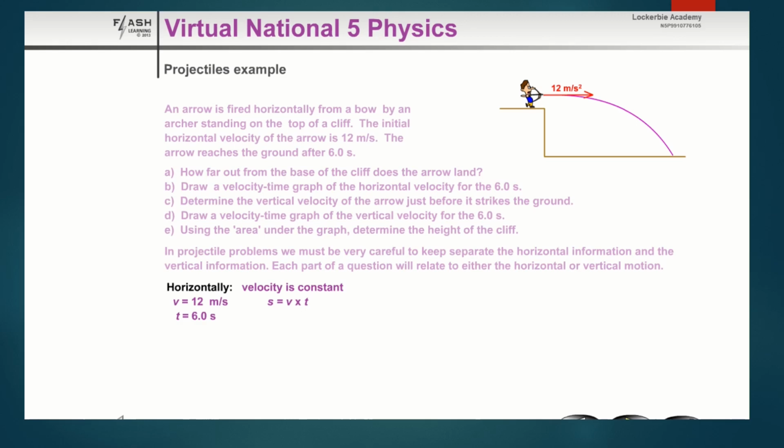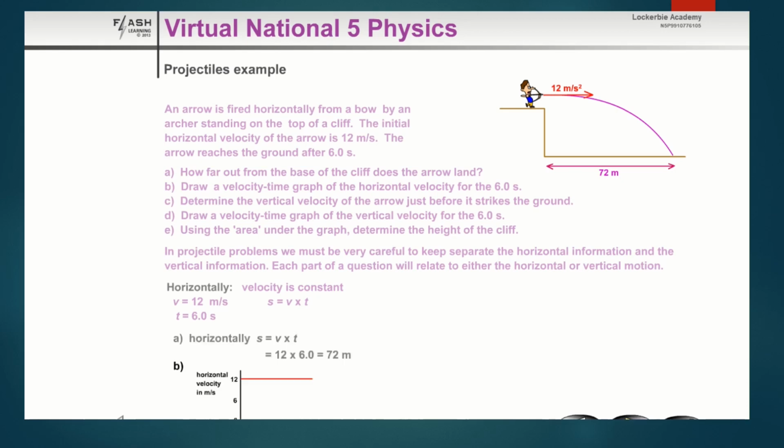Horizontally, we know that the velocity is constant. So we have a velocity of 12 meters per second and a time of 6 seconds. So taking the formula s = v × t, displacement equals velocity times time, and placing the numbers in, s = 12 × 6, we can see that horizontally the arrow travels 72 meters.